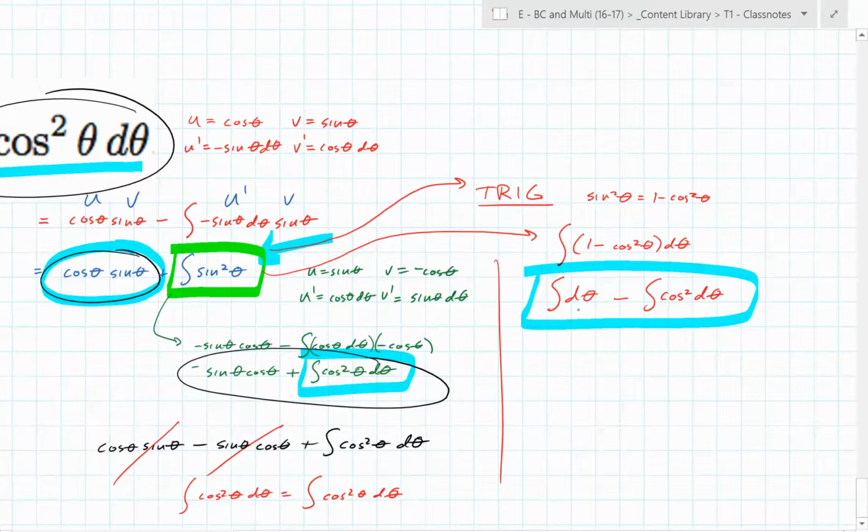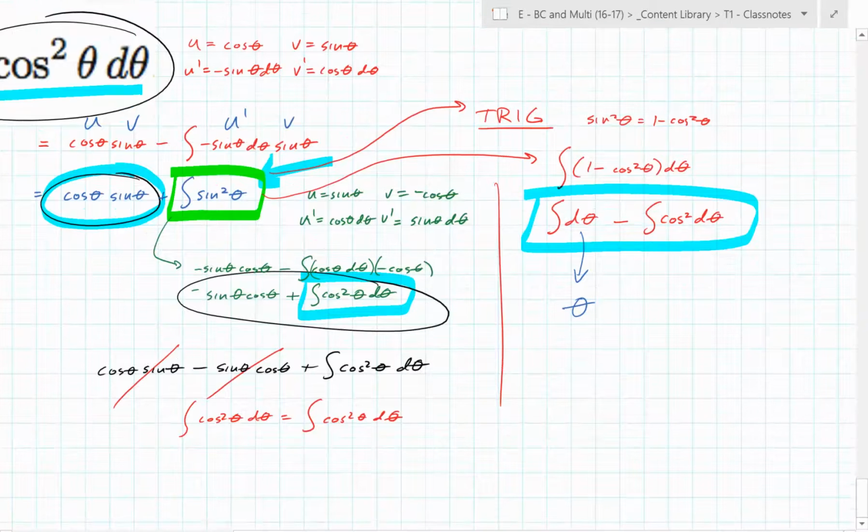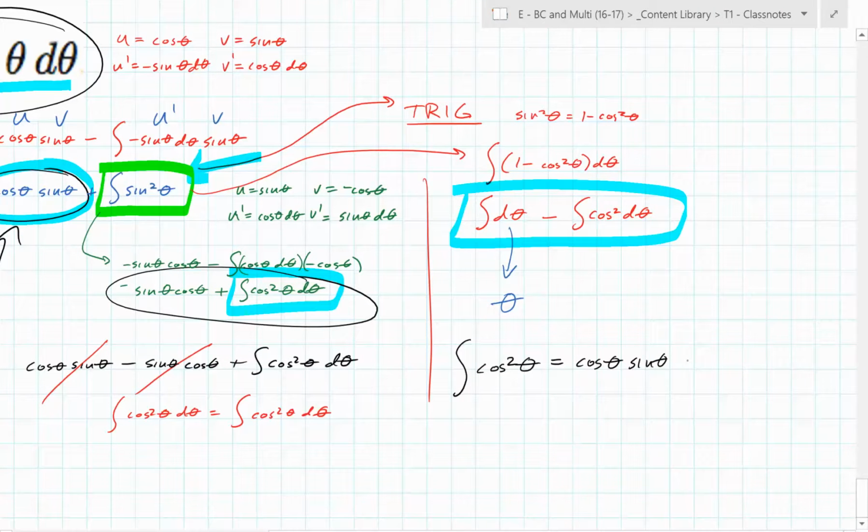Well, let's integrate what we can. This just integrates to theta. So what do we now have? Let's bring all the pieces together. Our original integral was the integral of cosine squared theta. We now know that's equal to cosine theta from right here times sine theta. And what are we adding to it? We're adding theta, that's this theta right there, minus the integral of cosine squared theta d theta.